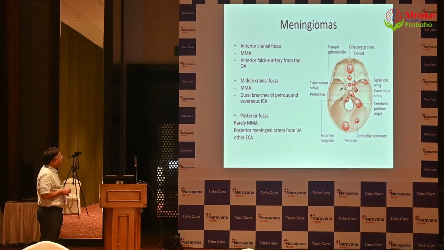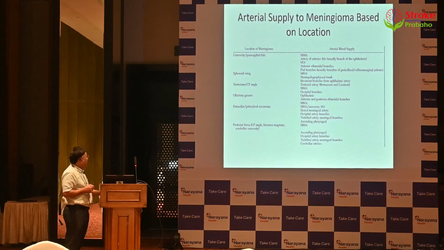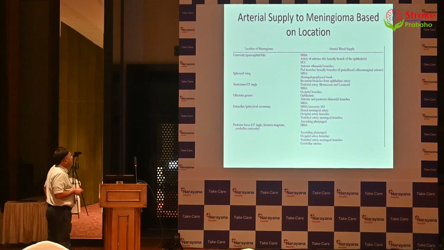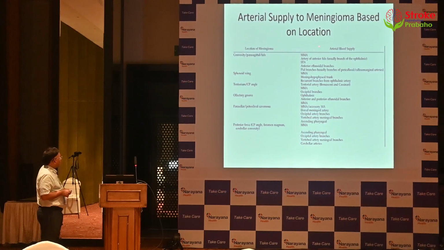So if there is anterior cranial fossa involvement, the blood supply mainly comes from the middle meningeal artery. Then it comes from the anterior falcine artery from the ophthalmic artery. In the middle cranial fossa, the supply comes from the middle meningeal artery and the dural branches of the petrous and the cavernous ICA. In the posterior fossa, it is rarely the middle meningeal artery. Its supply usually comes from the posterior meningeal artery of the vertebral artery and other external carotid artery branches. So this is the artery supply depending on the location.